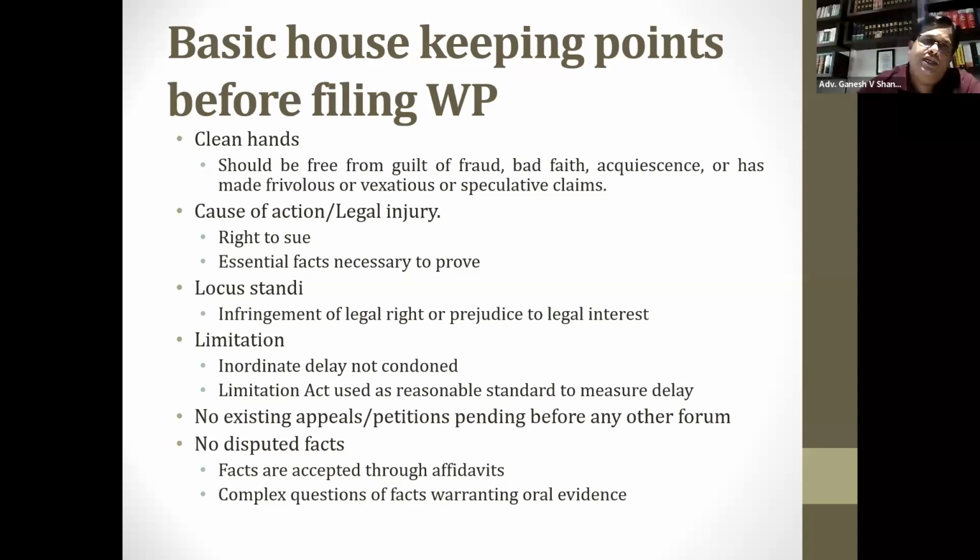So, clean hands before going to the High Court. You need to be free of any kind of guilt, fraud, bad faith, acquiescence, and it should not be a vexatious, frivolous or speculative claim just for the sake of staying the demand. It should not be a case where your intention, what we call mens rea, is to defraud or cheat the revenue.